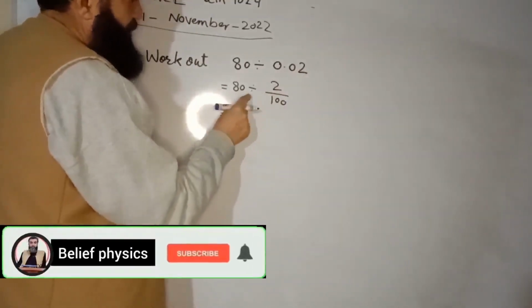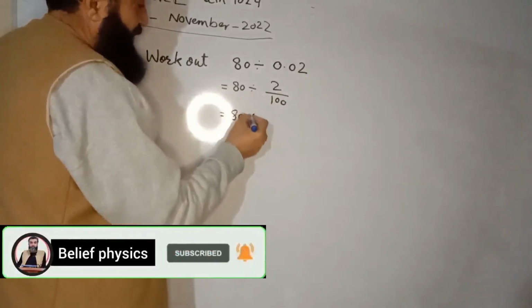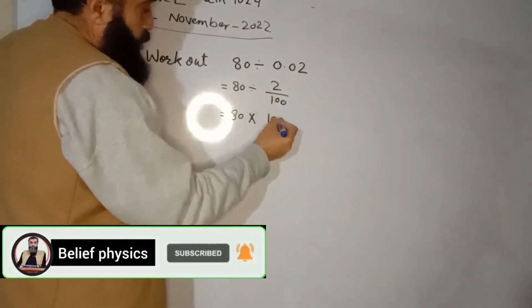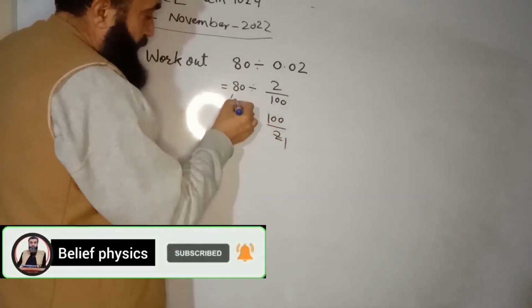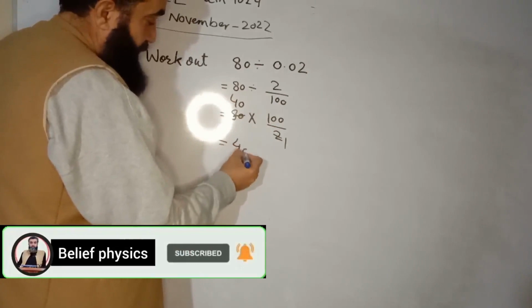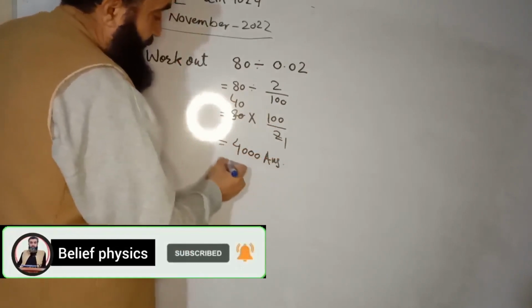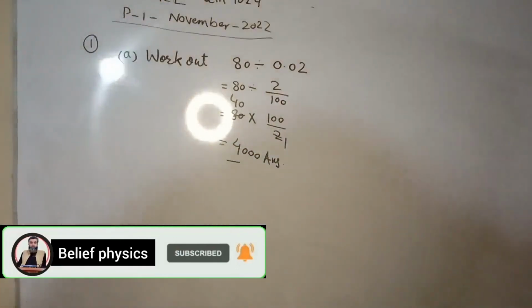In order to solve this, I will change this division sign into multiplication, and 2 over 100 will become 100 over 2. 2 fours are 8, so it is 40. 40 into 100 is equal to 4000. So the answer is 4000. This is the answer of paper question number 1, part A.